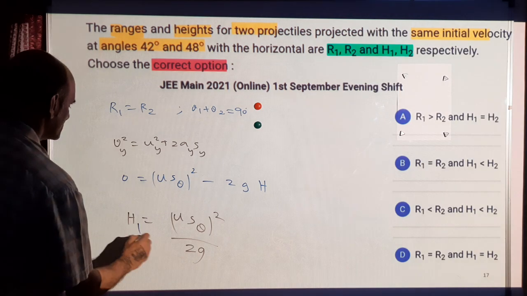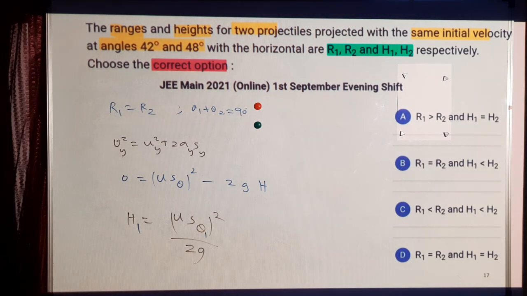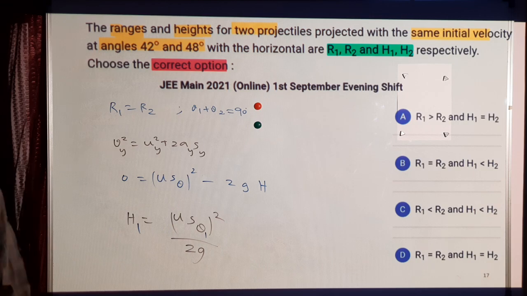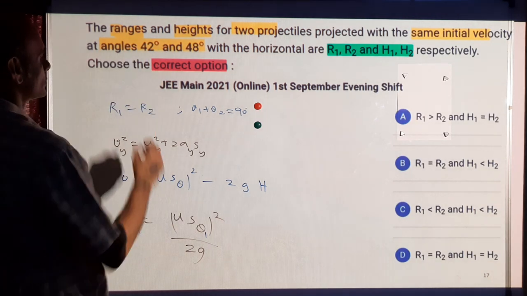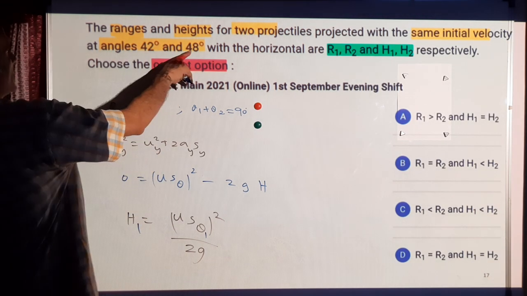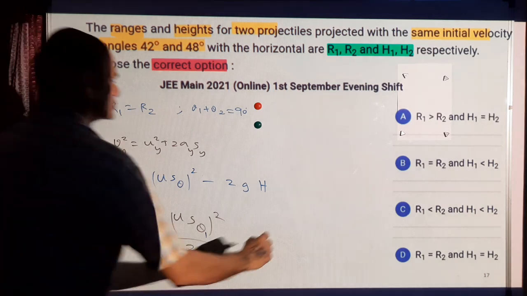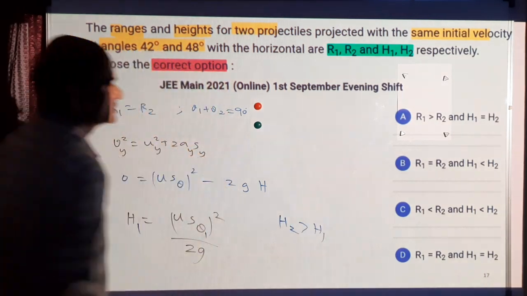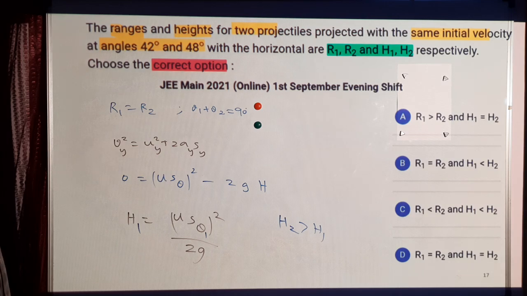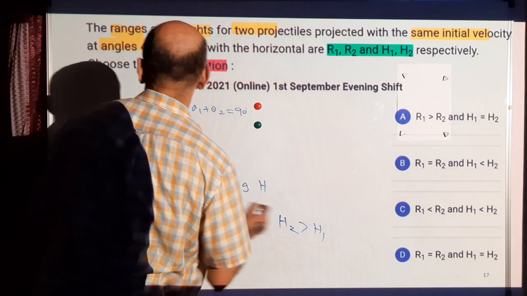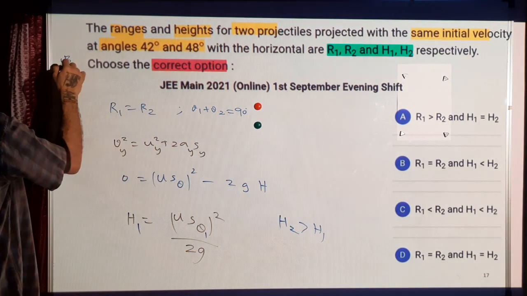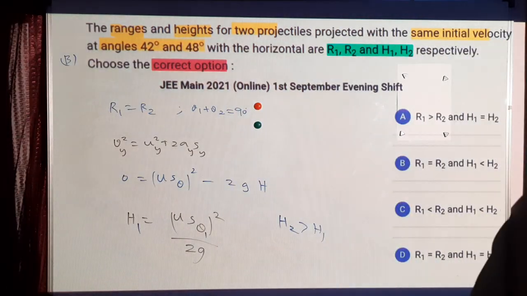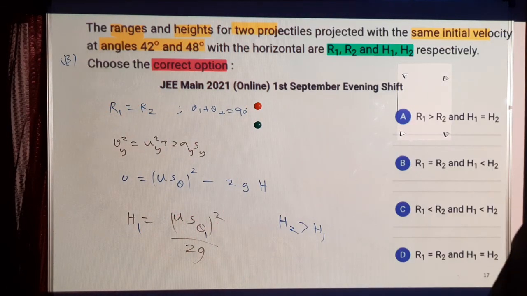So H1 has sine theta 1, u is the same, and H2 has sine theta 2. Whichever sine theta is more: sine theta 2 is more than sine theta 1 because sine 48 is greater than sine 42. So H2 is more compared to H1. So option B, B is the correct answer.